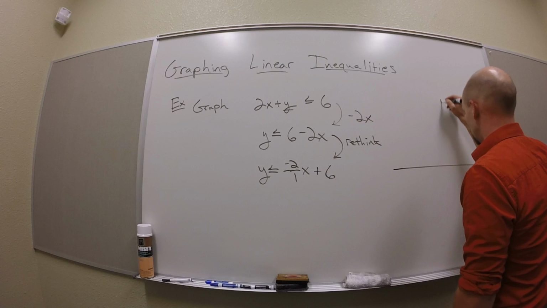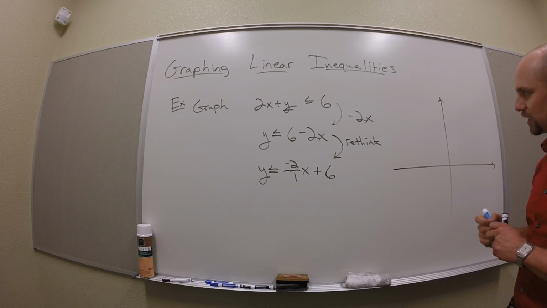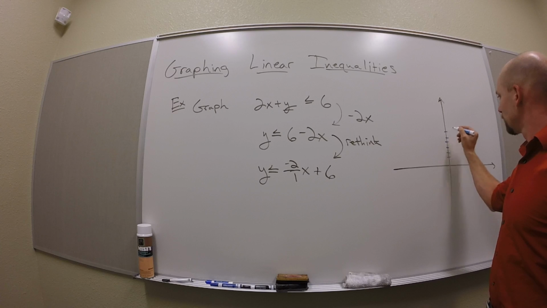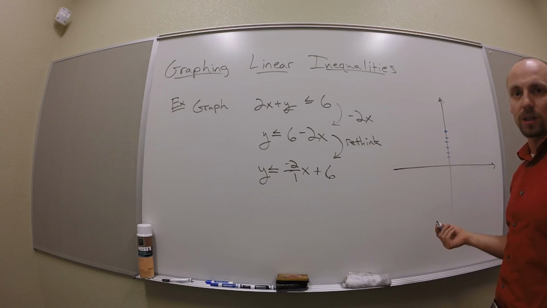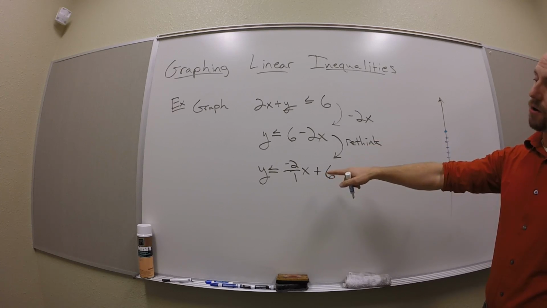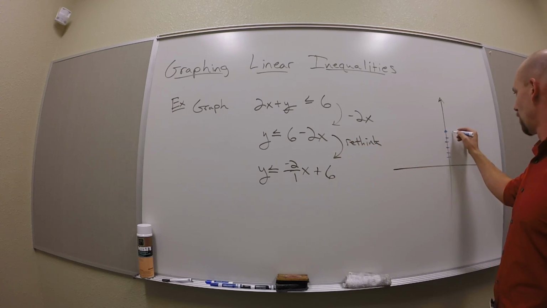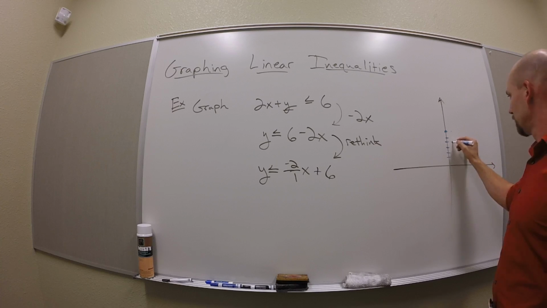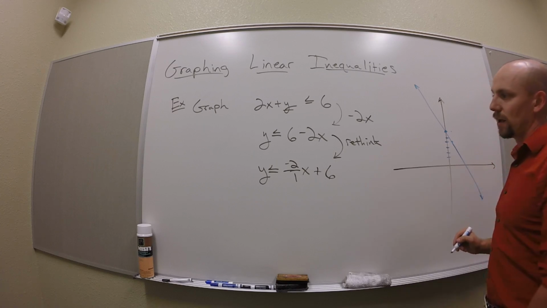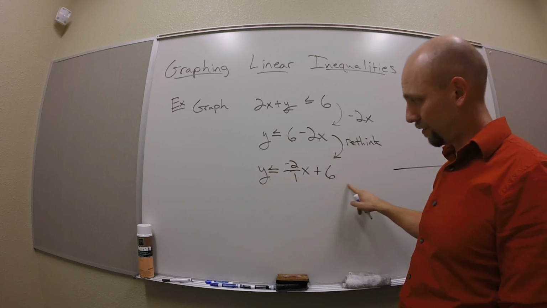Okay, so I'm going to draw my axes, and I'm going to graph this thing in fancy blue. So we're going to go up 6 units to start. 1, 2, 3, 4, 5, 6, dot, right? There's my y-intercept. And then I'm going to go over 1, down 2, so I go over 1, down 2, puts me here, boom, line, right? And then this stuff I'm talking about is where the y is under that.